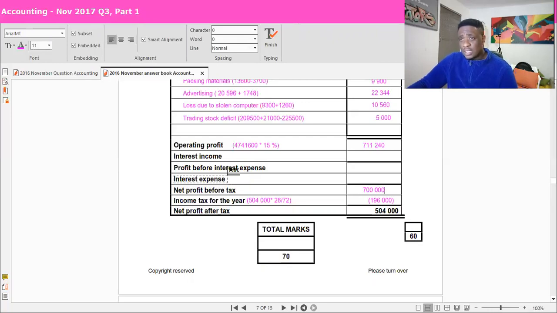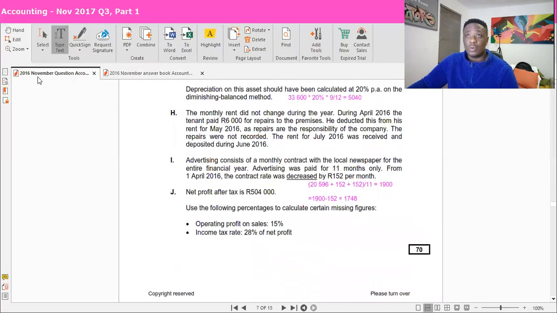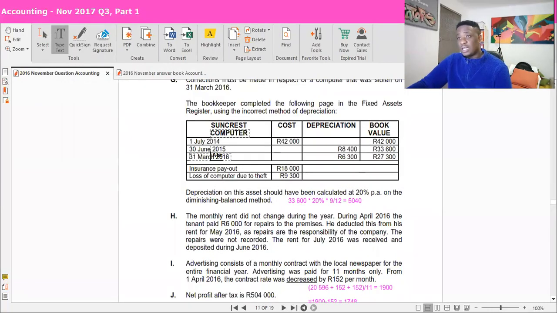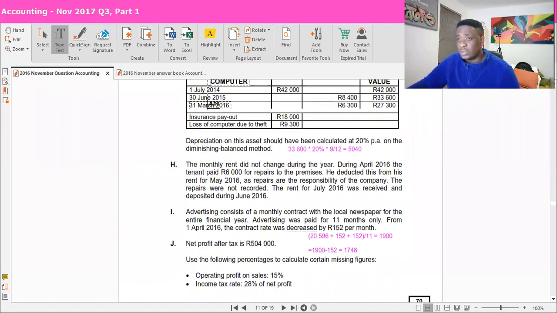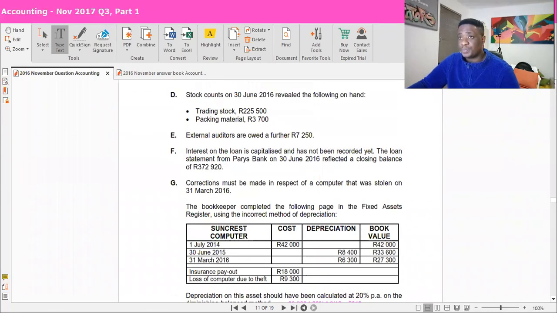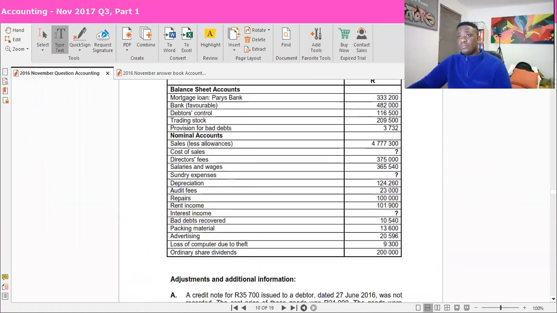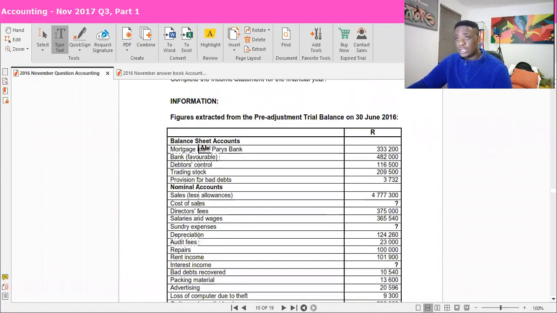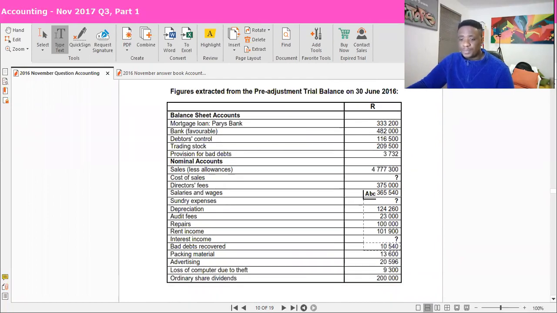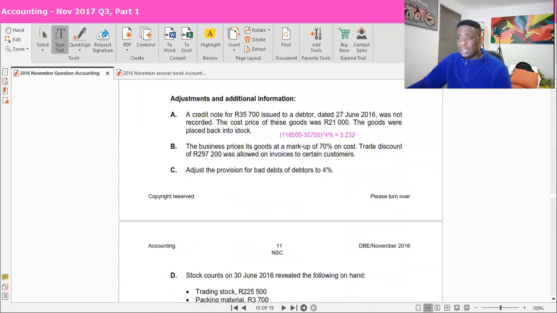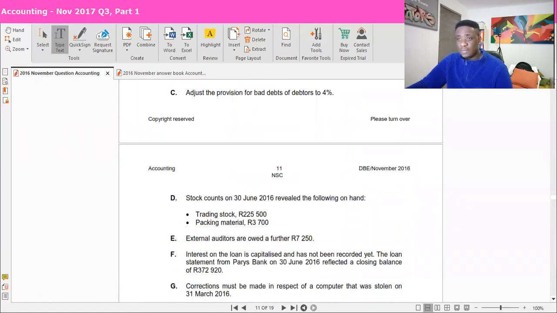And then the next thing that you need to calculate is the interest expense. Let's see how we can go about calculating that. There was some information that related to calculating interest. So we do have a mortgage loan from Paris Bank of 332,200. And then information F says interest on the loan is capitalized, has not yet been recorded.